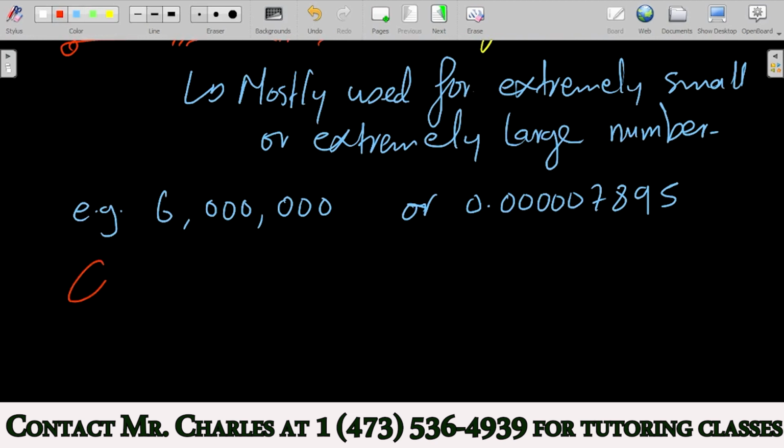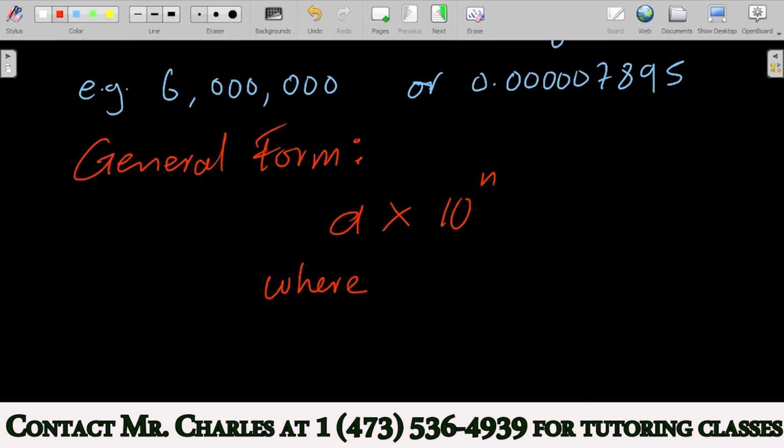So the general form: a multiplied by 10 to the power of n, where a is greater than or equal to 1 but less than 10. So a could be anywhere from 1.0 right up to 9.999, and the 9 recurs. So a could be anywhere between 1.0 and 9.99999, but it cannot reach 10.